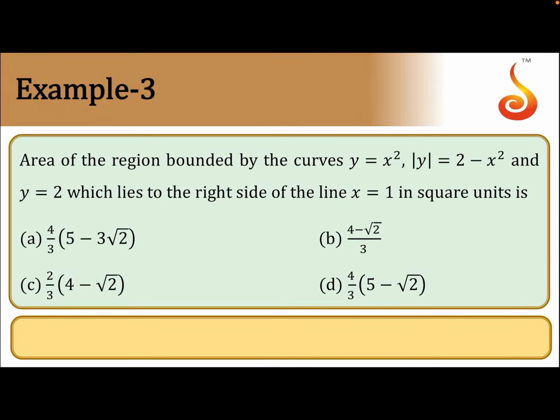Square, and there is a mistake here. This is nothing but y is equal to mod of 2 minus x square. This question is y equal to mod of 2 minus x square. Let us draw the graph of it.